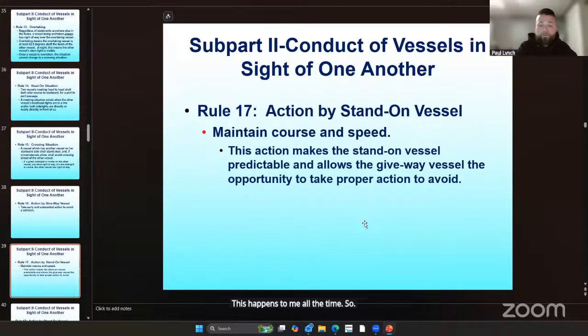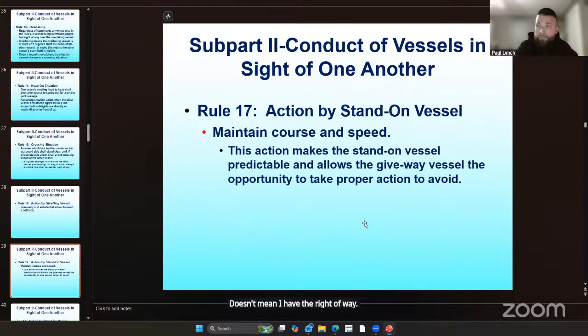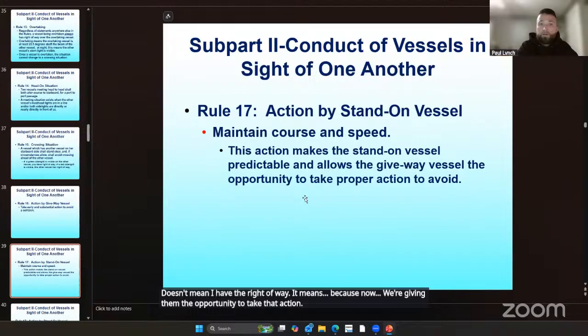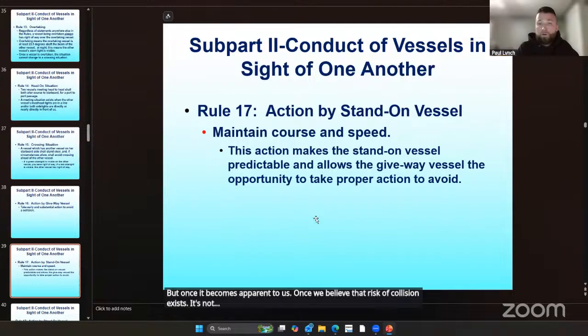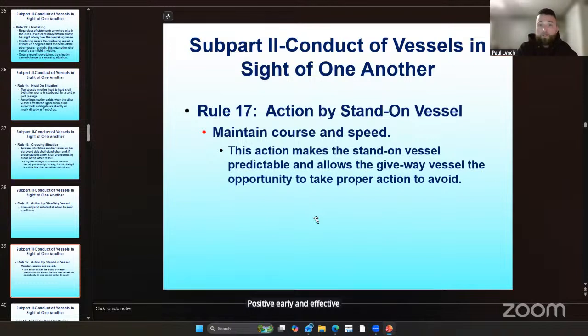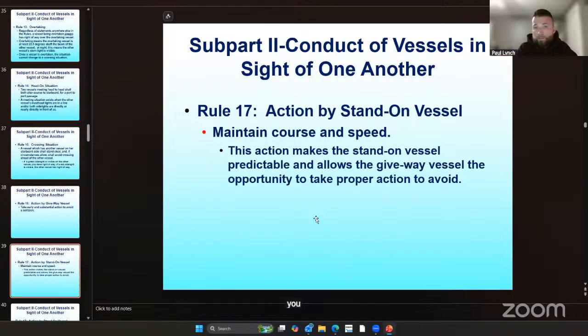So just because I have the right of way and I know I have the right of way doesn't mean I have the right of way. It means we're giving them the opportunity to take that action. But it depends if they do or don't. Once it becomes apparent to us, once we believe that risk of collision exists, you don't want to wait too close. You want to take positive, early, and effective action. So as soon as it becomes apparent to you, make the maneuver. You don't want to make it a close quarter situation.